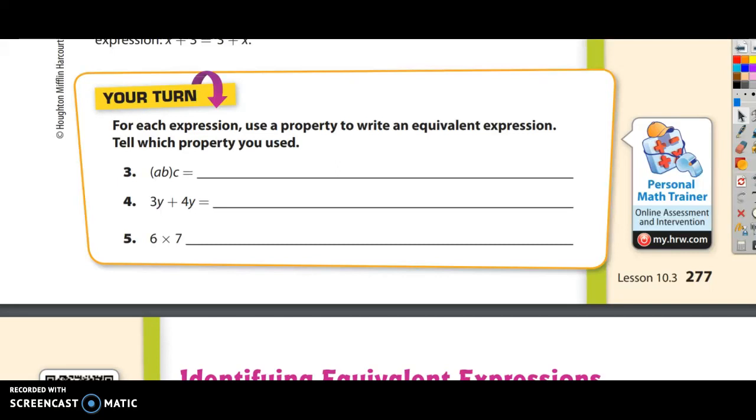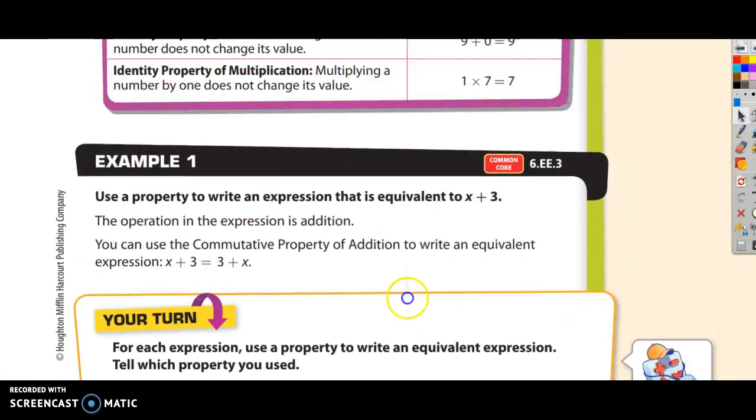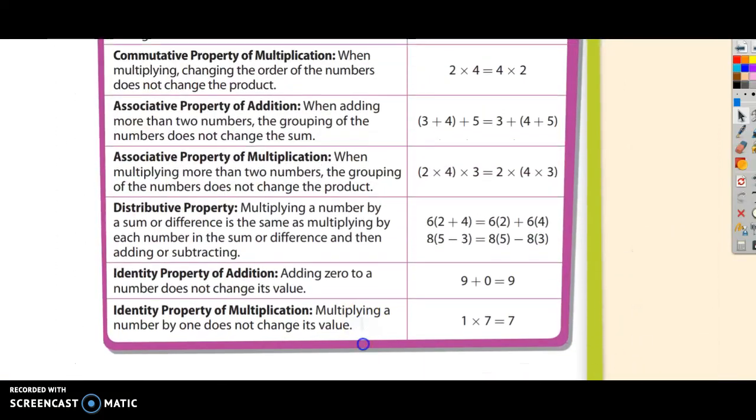So for each of these, we write something that's equal to what we're given, and then tell the property. So A times B in parentheses times C. Do you remember that property that addressed how you can change the parentheses? It's this one right here.